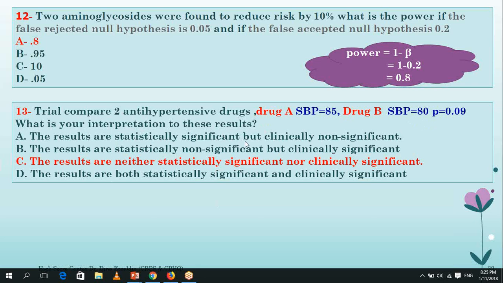The results are statistically significant but clinically non-significant. No, we said that it's statistically non-significant. The results are statistically non-significant, yes, but clinically significant, no, because it's clinically also non-significant. There is no difference in systolic blood pressure between 85 and 80. It's the same. So clinically, also there is no difference. The results are neither statistically significant nor clinically significant. Yes, this is the correct answer. It's non-statistically significant and non-clinically significant. The results are both statistically significant. No, the results are non-statistically significant. So the correct answer here is C.